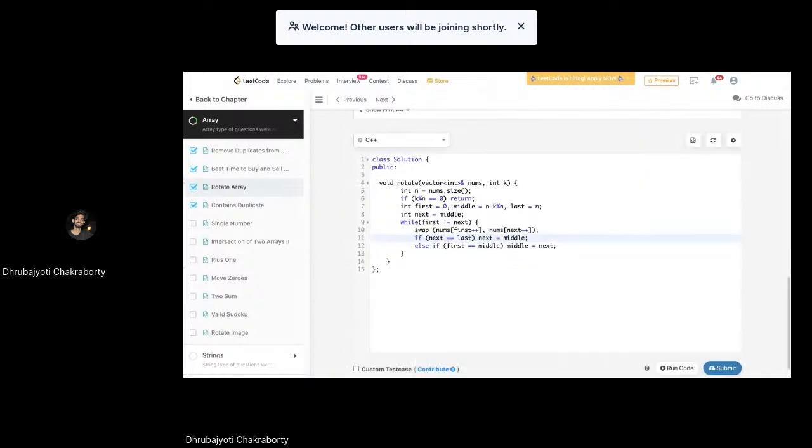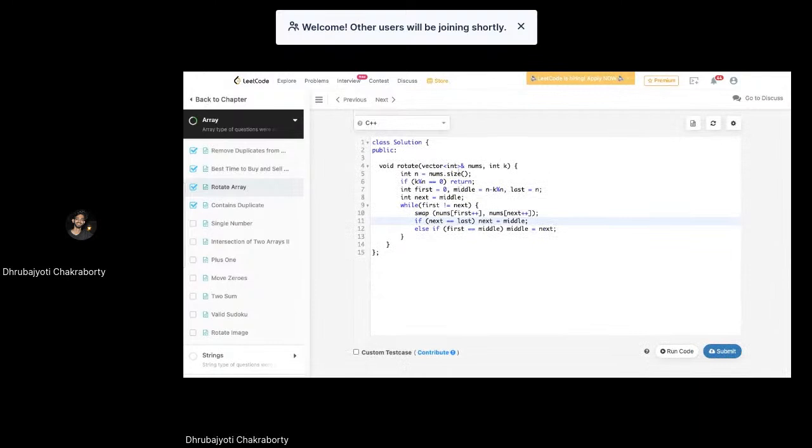If I run you through the code once again, in this case also I take a vector and pass the k value. Initially I calculate the size of the array and then I check if k modulo n is equal to 0, because we need to make sure that our k is less than the size of the array. Obviously, if the size of the array is 7 and k is 10, that is not going to work for us. So we check that condition and then return if that is true.